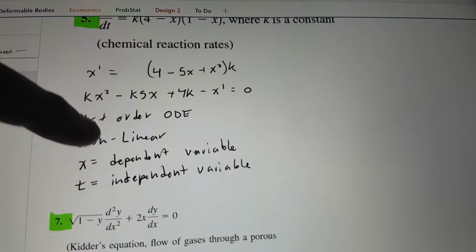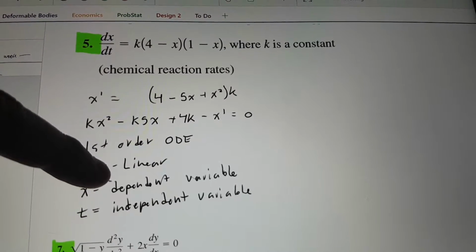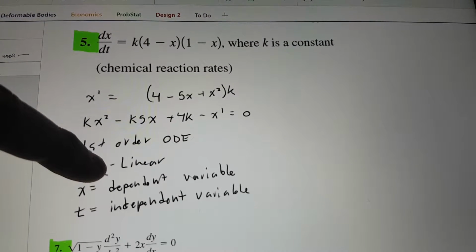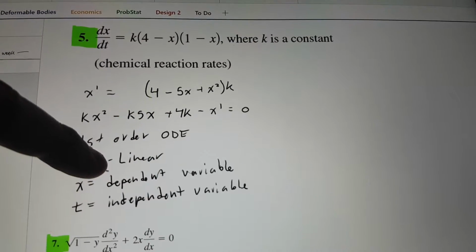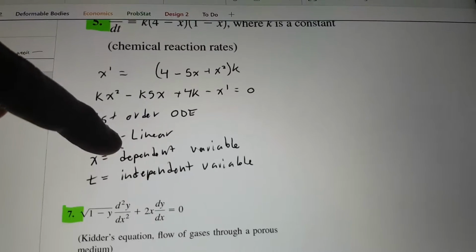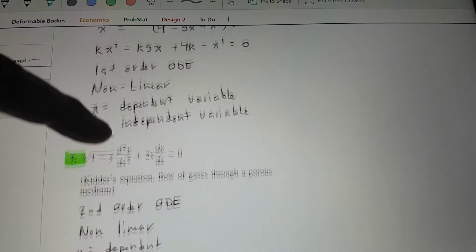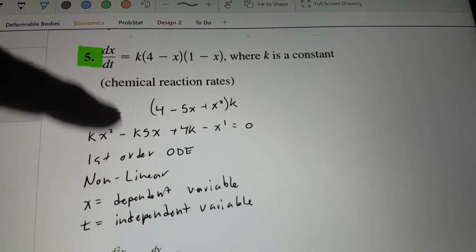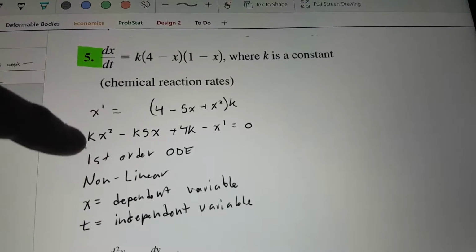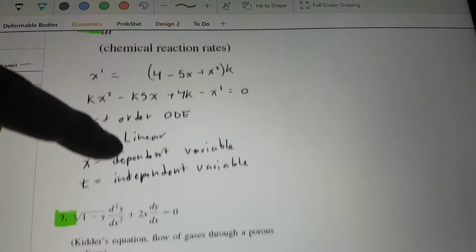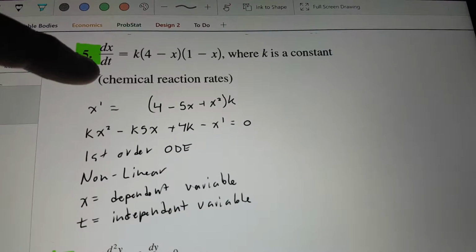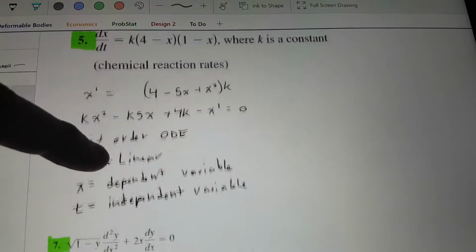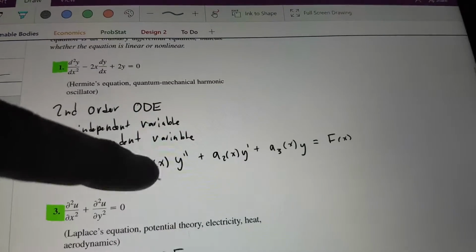It's nonlinear because, I'm not sure why that's not linear. Anyway, so we got dependent and independent. T in this case because it's all with respect to t. Oh, yeah, x prime. Right. Well, it's not in this form. That's why it's not linear.